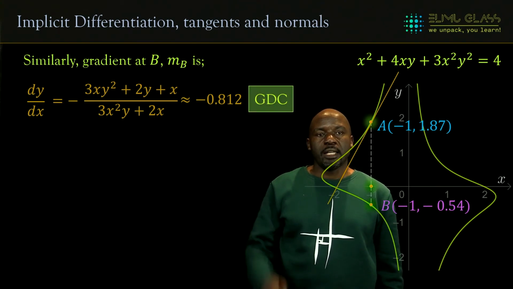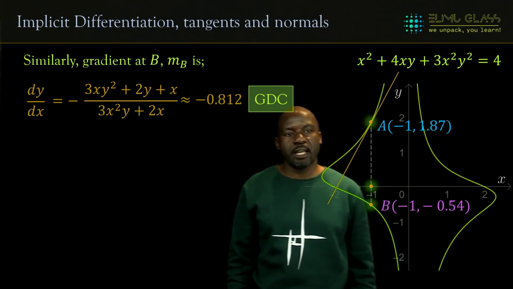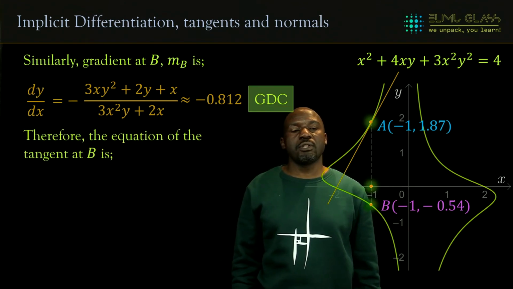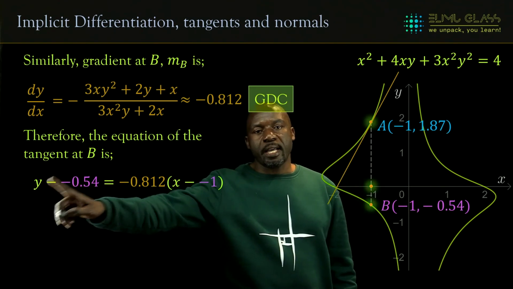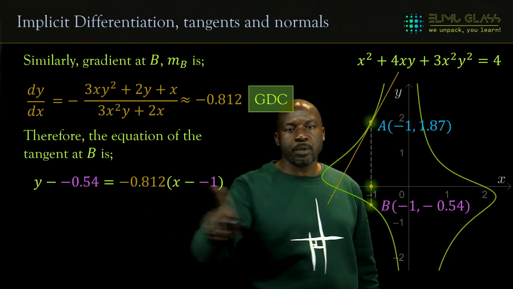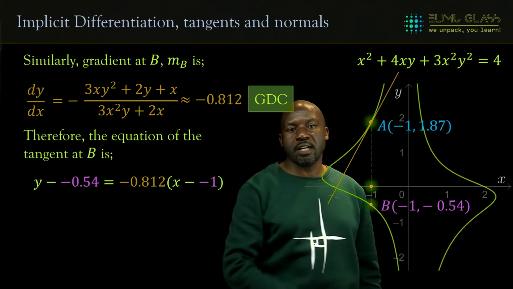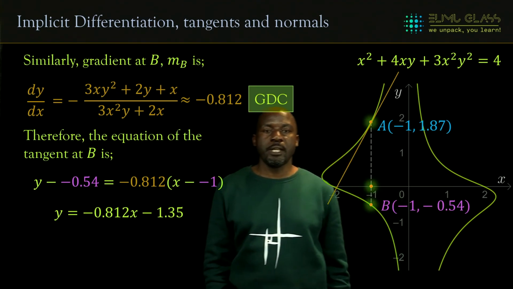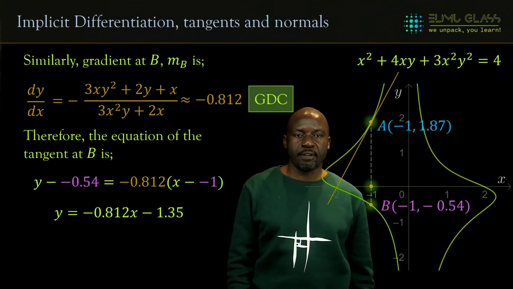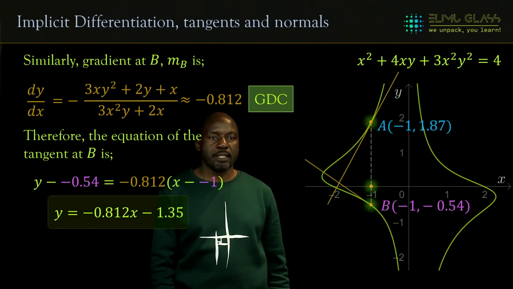All right, and since we now have that and we know the coordinates of the point where it touches the function, we can use that to find the equation of the line using the same method. So y minus the y value there must be equal to the gradient, which is this, into x minus the x value there. If you rearrange that, you should get that the equation of this line is going to be y is -0.812x minus 1.35, okay? And that is how this line would look.